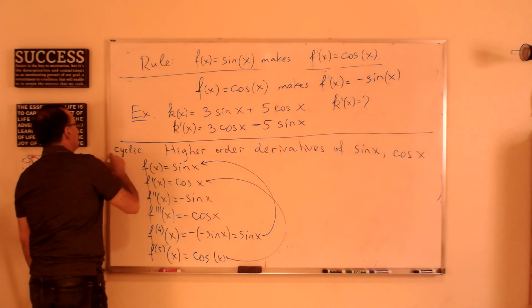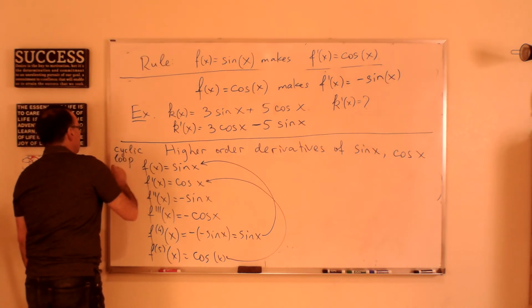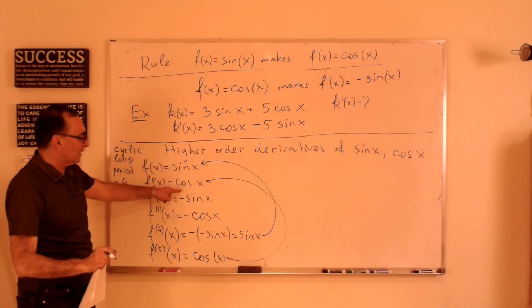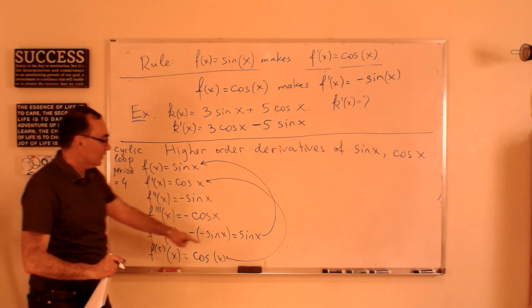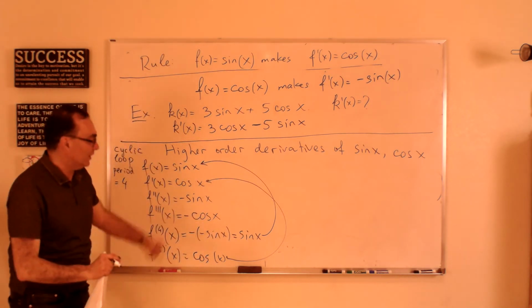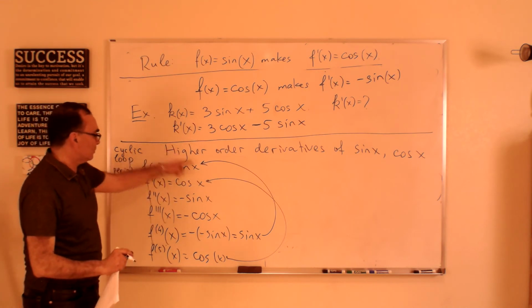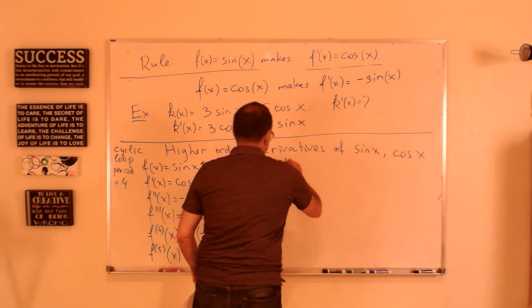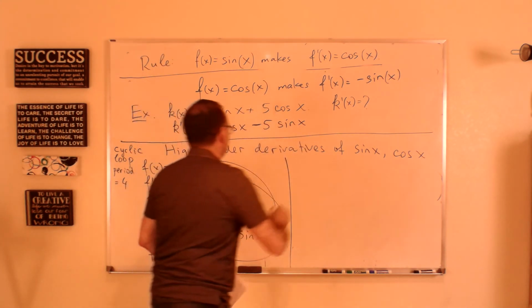Cyclic repetition or loop with period of 4, because every 4 formulas repeat. So see sine, cosine, negative sine, negative cosine. Then again sine, cosine, negative sine, negative cosine. So it will be repetition with period of 4. This happens with sine, and exactly the same thing happens with cosine.